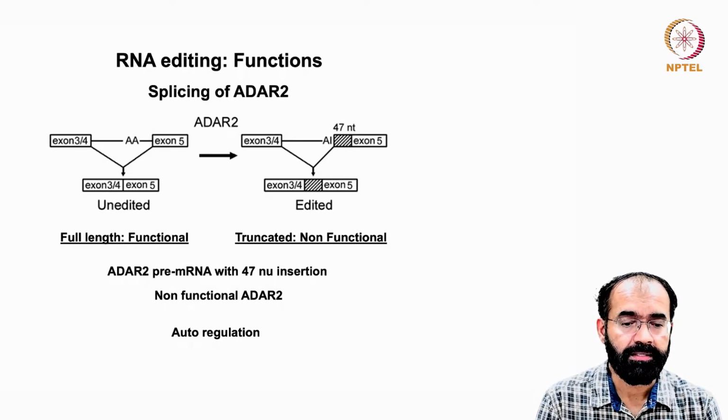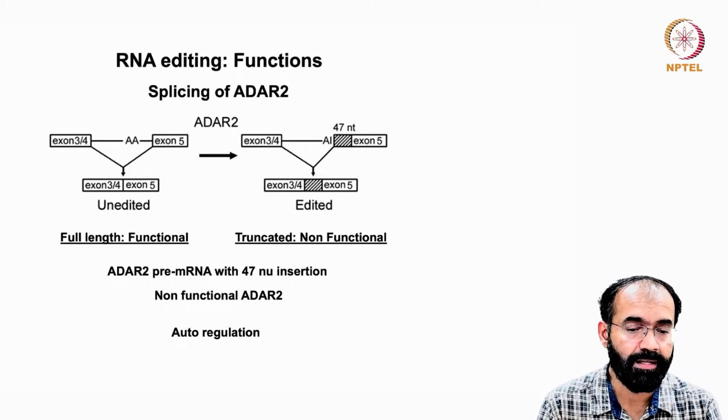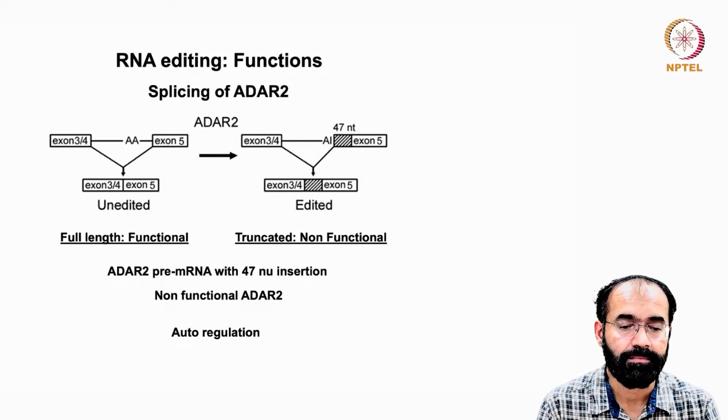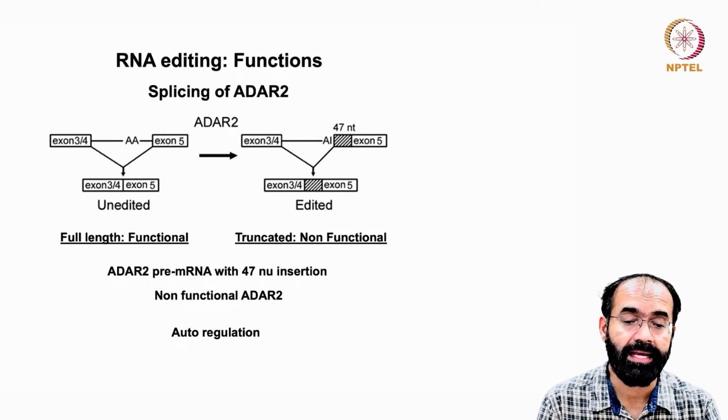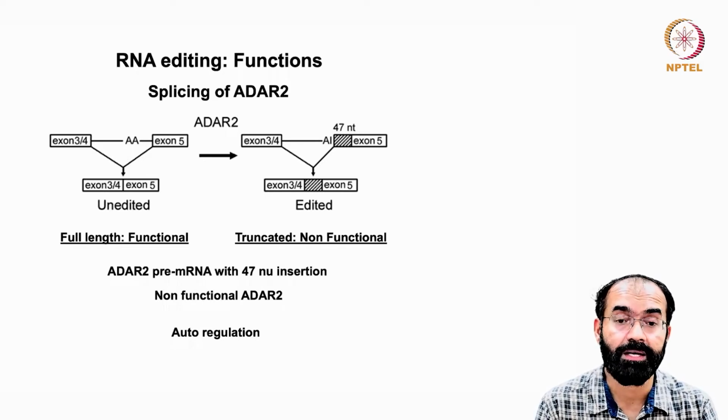So RNA editing, when you are looking further into this AMPA receptor, and ADAR2 is the enzyme, and you have got this region between exon 3-4 and exon 5, and in the unedited condition you have exon 3, 4 and 5, and you end up getting full length, which is functional. And when you have a truncated version, say you are introducing an extra 47 nucleotide in between edited, which can become non-functional.